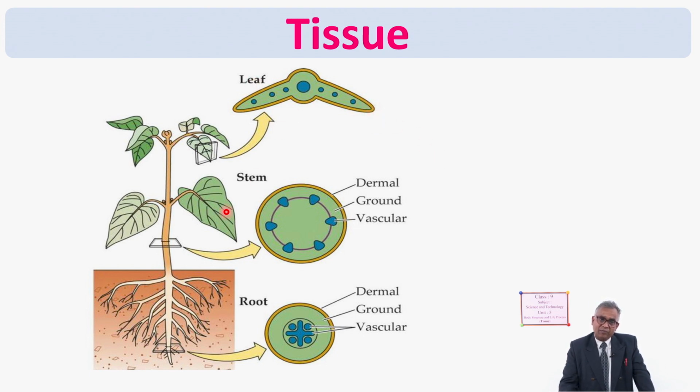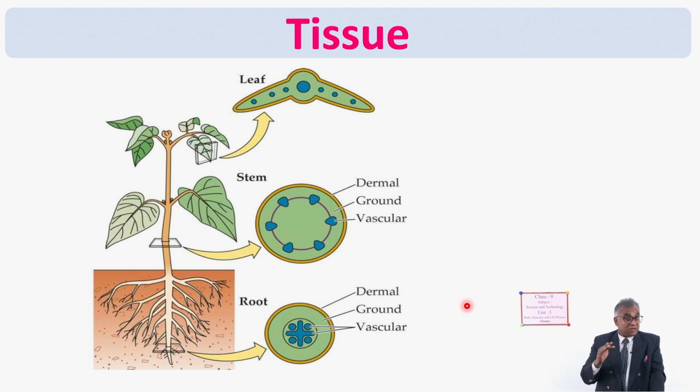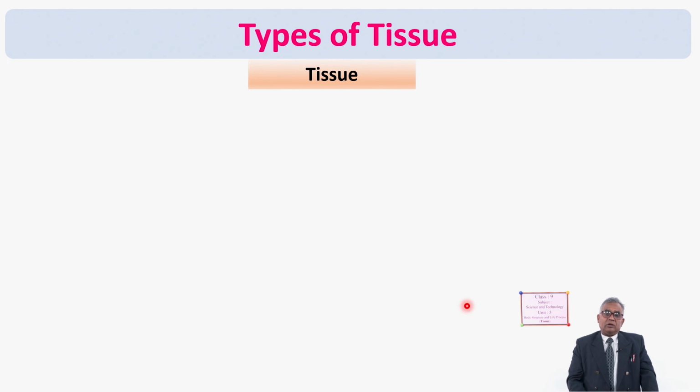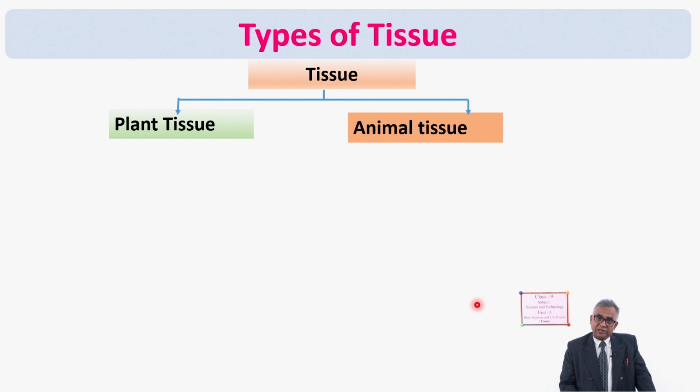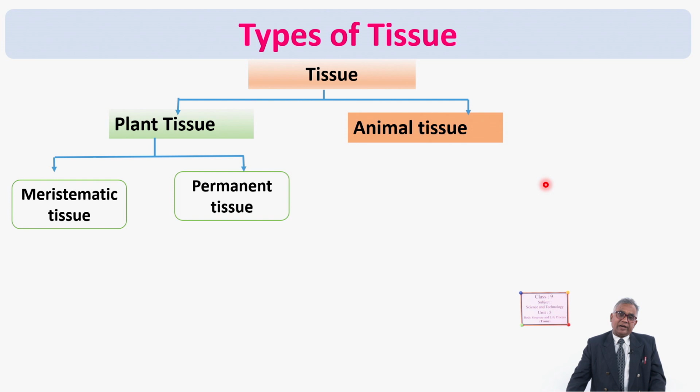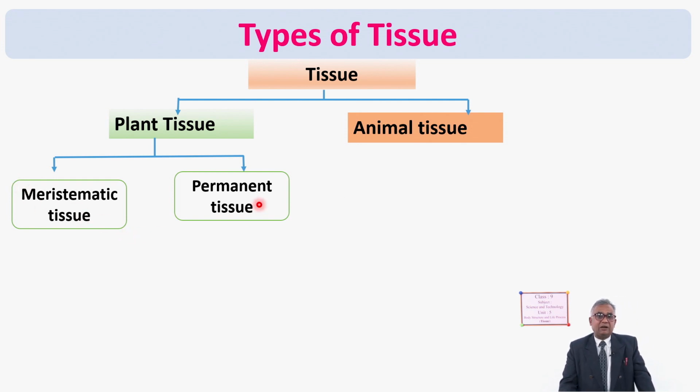Not only in leaf, that is found in stem, that is found in root, everywhere. So all the parts of plants are made up of what? Tissues. Yes. Okay. So how many types of tissues are found? Obviously two, because there are two main categories of living beings around us, either animals or plants normally. So tissues are also of two types, plant tissue and animal tissue. Okay. Plant tissue is divided into two types, meristematic and permanent.